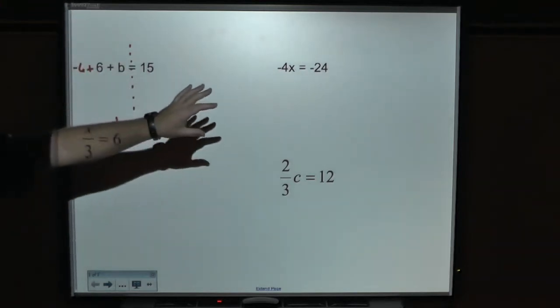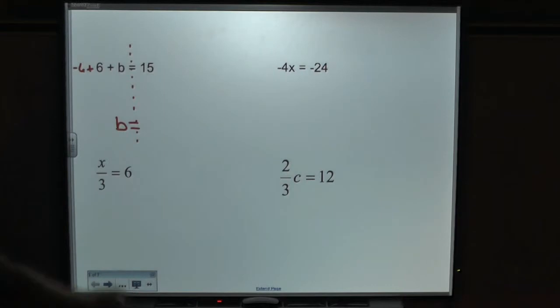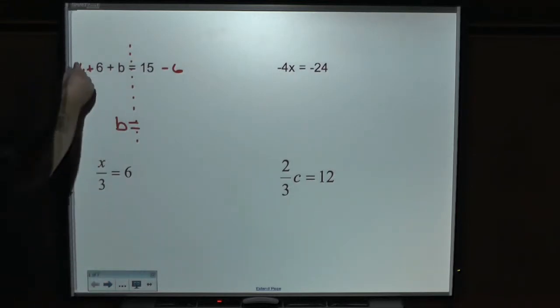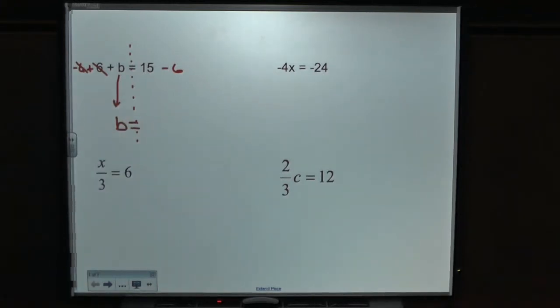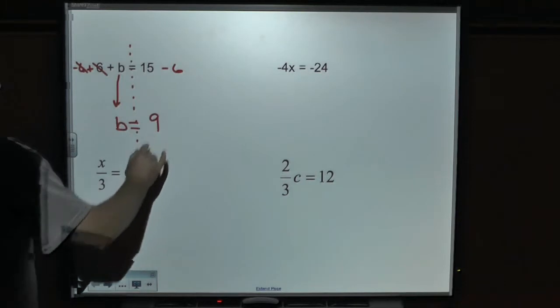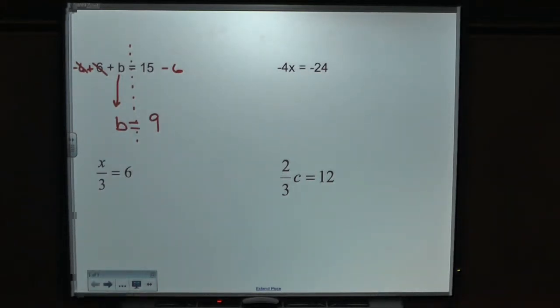When we talk about equations, whatever we add to one side of an equation, we must add to the other side. So we're going to add negative 6 to the other side also to keep it balanced. Now, as we look at this, negative 6 plus 6 is 0. It's gone. All we have left is just this b, so we rewrite it. On the other side, you do 15 minus 6, which gives you 9. That's a one-step equation.